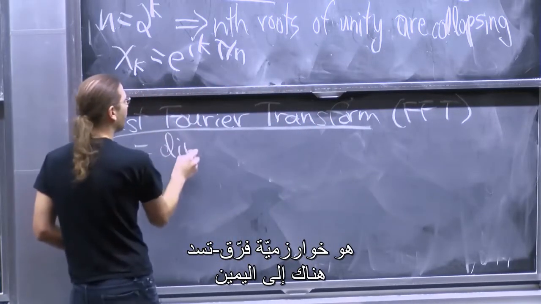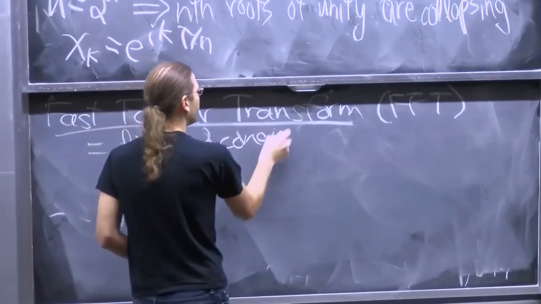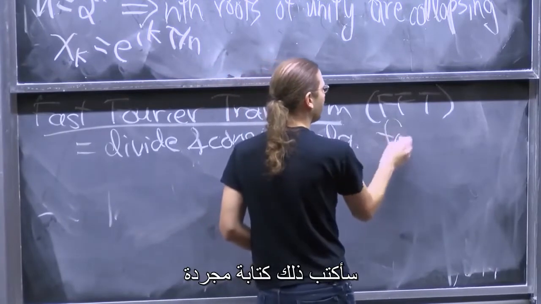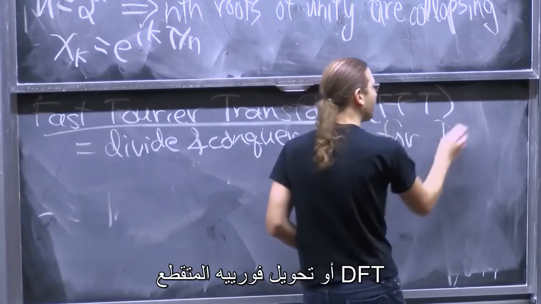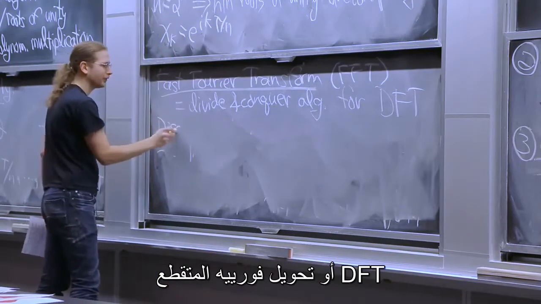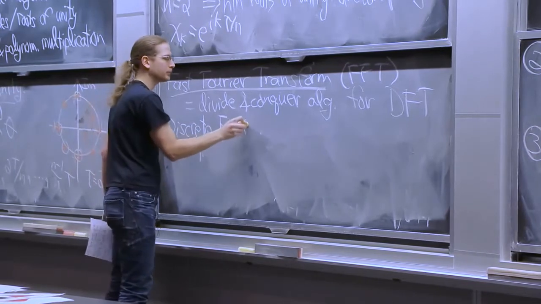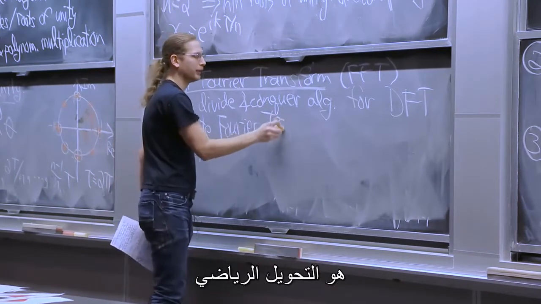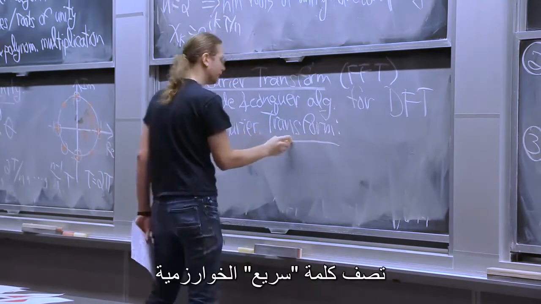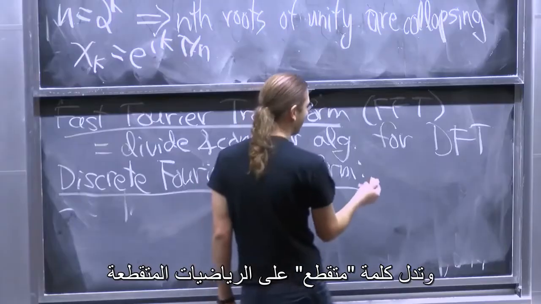Is that divide and conquer algorithm on the right. I'll write it abstractly for something called the DFT, the discrete Fourier transform, the corresponding mathematical transformation. Fast is about an algorithm. Discrete is about discrete math.